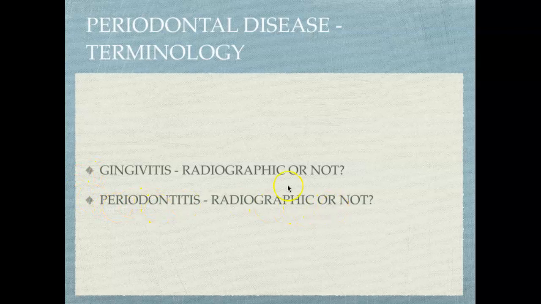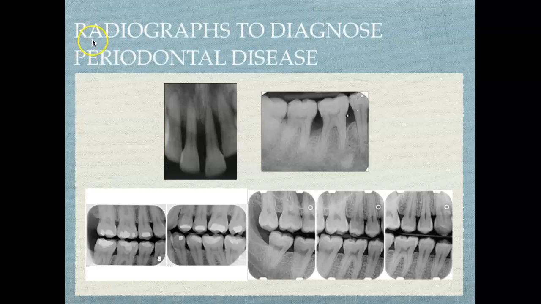Periodontitis, radiographic or not? Yes, it can be, because periodontitis is the inflammation of the periodontium, which involves the alveolar process, which can be affected. There can be bone loss in periodontal disease, and that is definitely viewed or interpreted on a radiograph. So what kind of radiographs as dental assistants or radiographers do we need to take in order for the dentist or the periodontist or the hygienist to see periodontal disease?